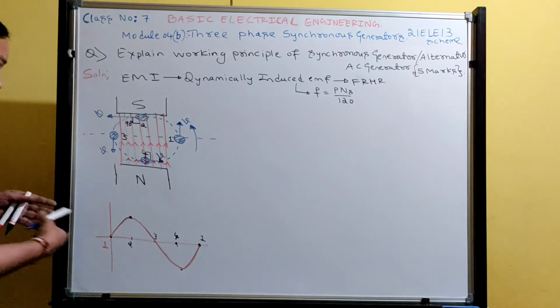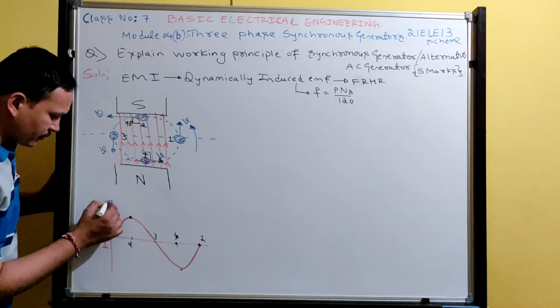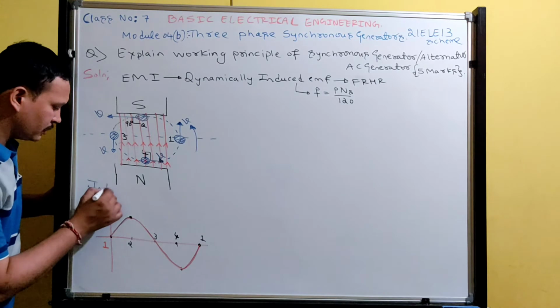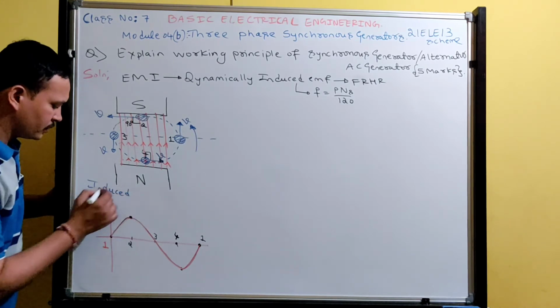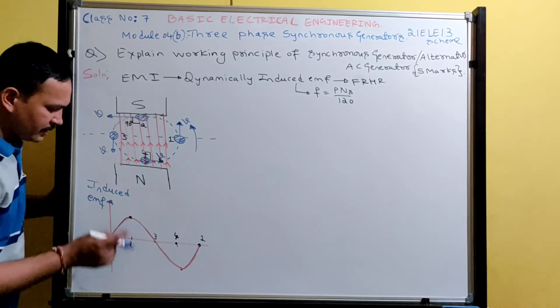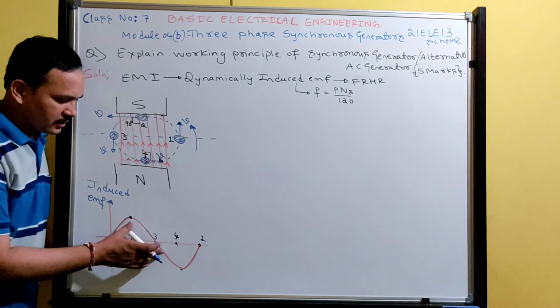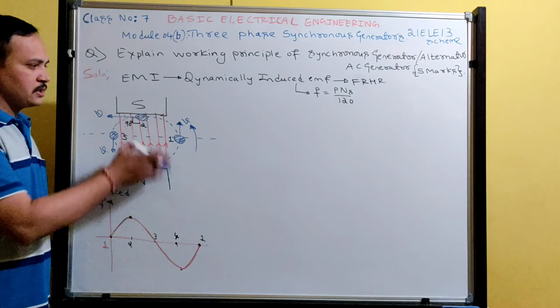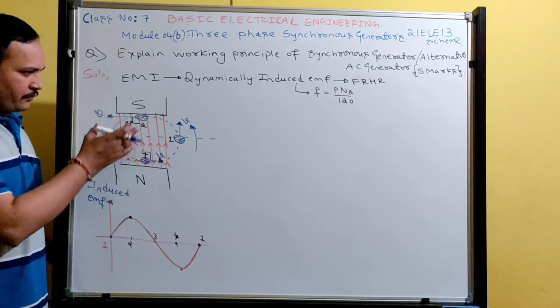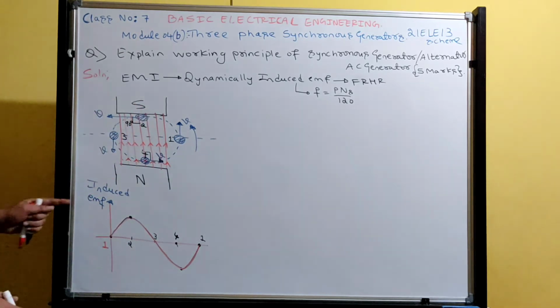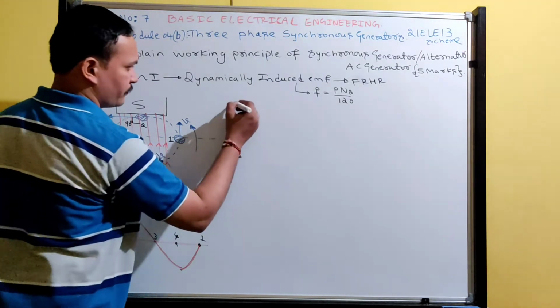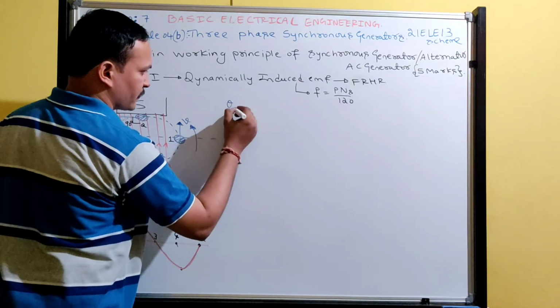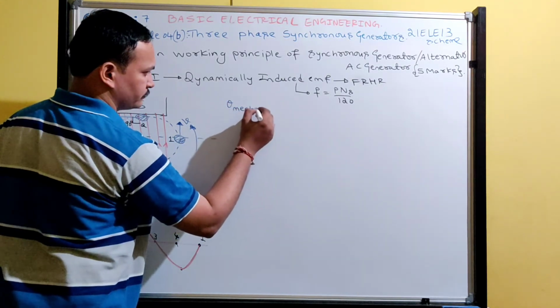Okay, got it? What is this? This is an induced quantity, or induced EMF. This voltage is given to the external load. Voltage is generated. See, I have written an example for a two-pole alternator. So for a two-pole alternator, we can write theta mechanical.